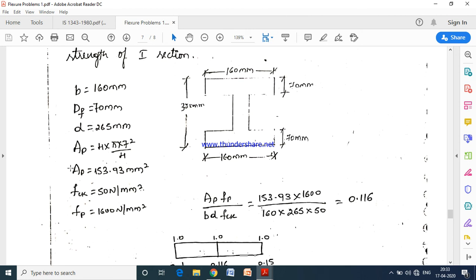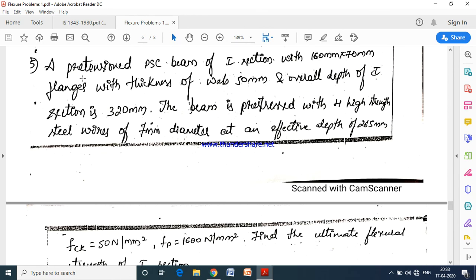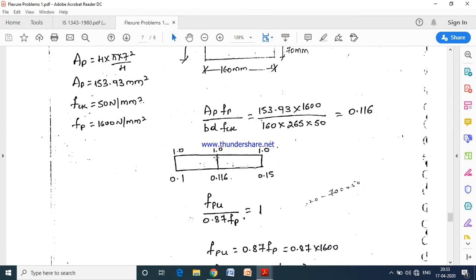Here the area of steel is not given. We need to calculate it for 4 numbers of 7 mm diameter wires, so 4 × πd²/4. We have calculated the area as 153.93 mm². So the Ap fp by b d fck ratio is 0.116 and fpu by fp is 0.87. Here it is pre-tensioned, so it is a bonded flanged section. The I section is a flanged section, and since it is pre-tensioned, it is a bonded flanged section. So Ap fp by b d fck.